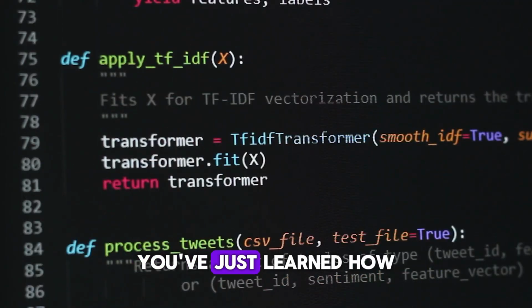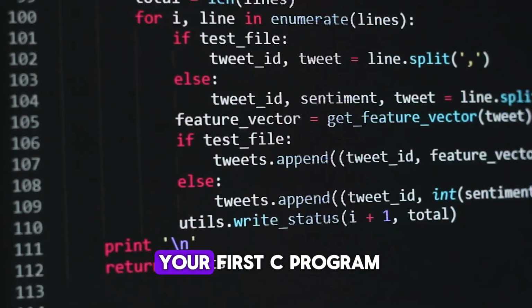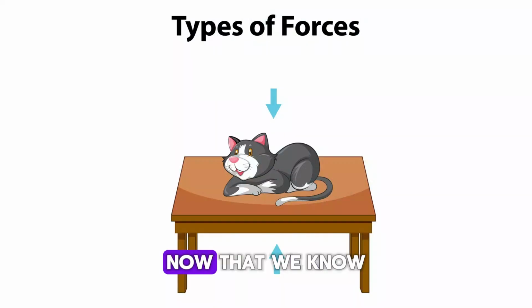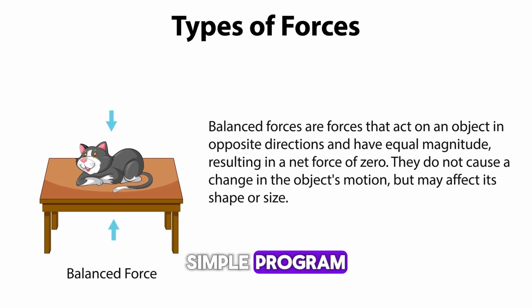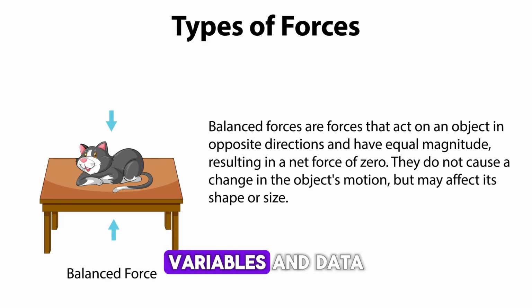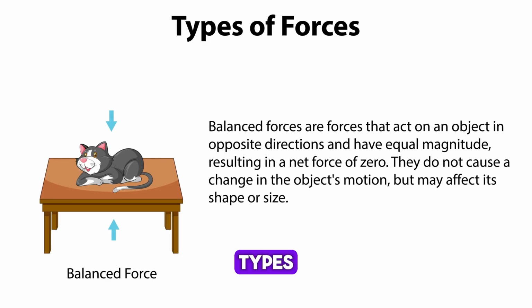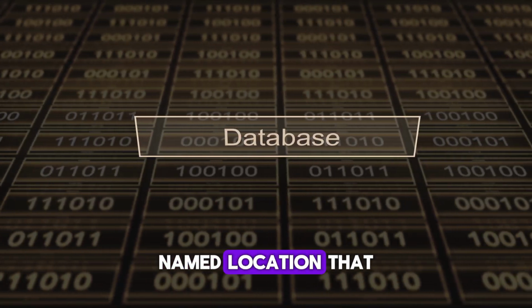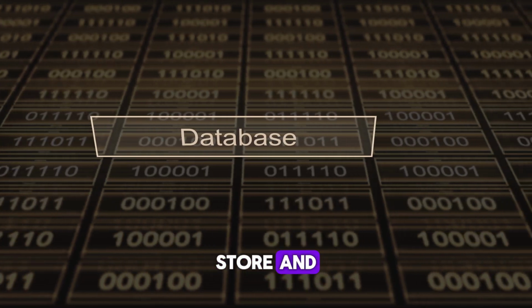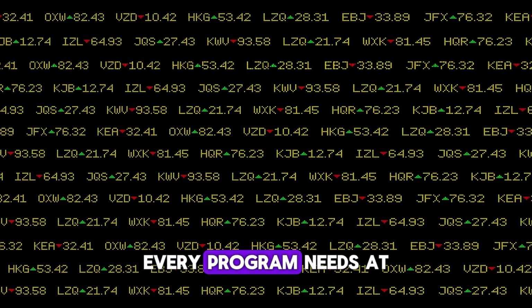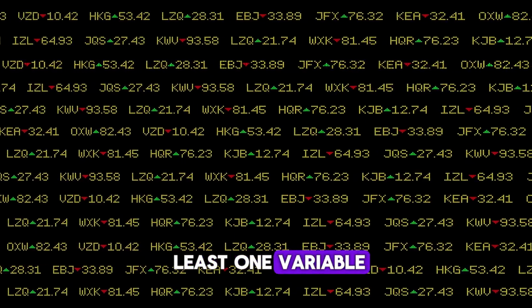Congratulations! You've just learned how to compile and run your first C program. Now that we know how to create a simple program, let's learn about variables and data types. A variable is a named location that can be used to store and manipulate data. Every program needs at least one variable.